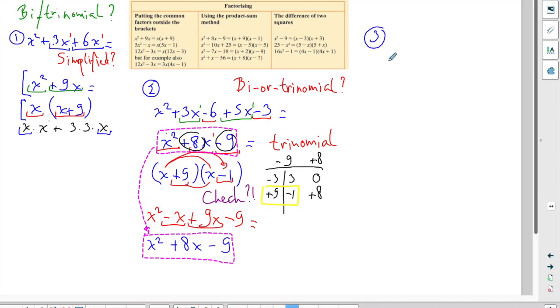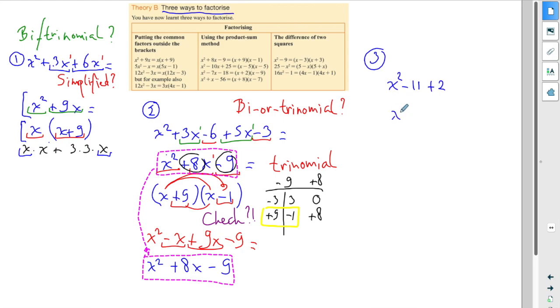Third part, I do have x squared minus 11 plus 2. Binomial or trinomial? Well, first I need to simplify. x squared minus 11 plus 2 is minus 9. Now I have to be aware that I'm dealing with a remarkable product. One of the remarkable products is a squared minus b squared is equal to a plus b times a minus b.